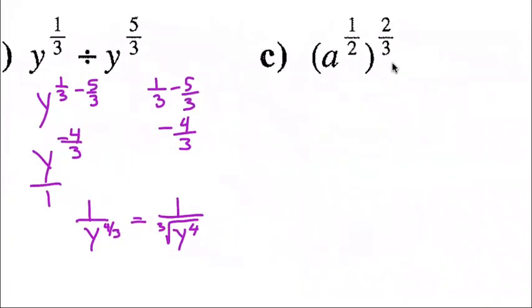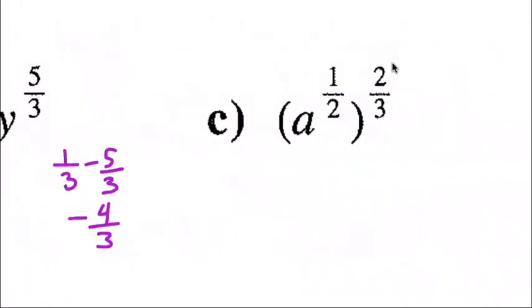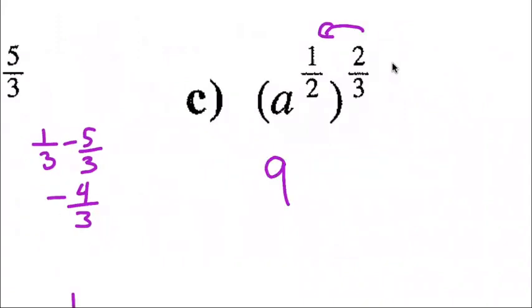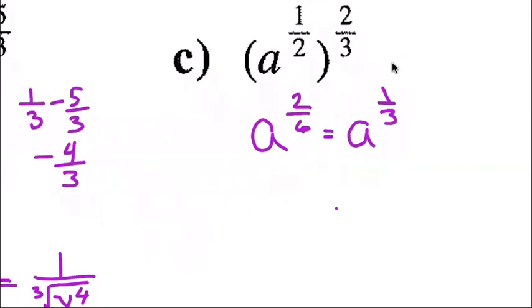Question C. A to the power of 1 over 2 to the power of 2 over 3. We're going to multiply these together. When we multiply fractions, it's straight across the top, straight across the bottom. So this is a to the power of 2 over 6, which reduces to a to the power of 1/3. There's your exponent. As your radical, it's the cube root of a.